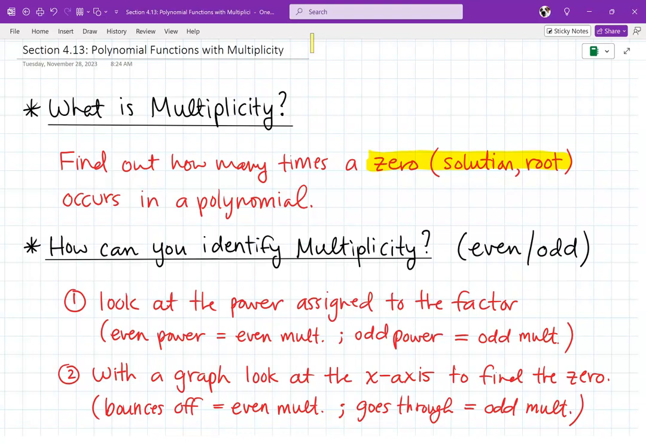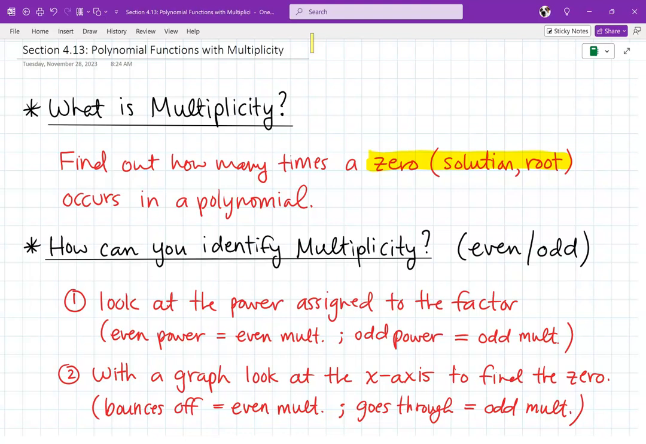Different books will use different words, so I want to put them all out there for you, because the state test might use roots, and in college they might use zeros, or maybe solutions. It just depends. But all three of those words mean the same thing. Find the answers.